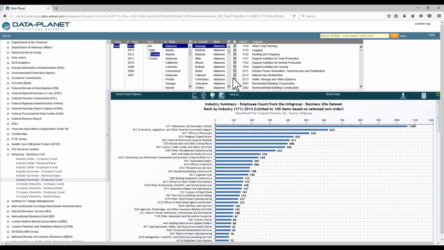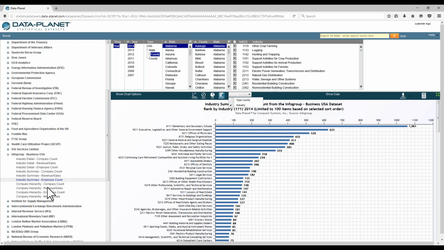Because these NAICS codes are standardized to all be 4 characters, it's very important to be able to look at a geography. And so by using this rank by pull down, we can change the rank by to industry and look at any geography.